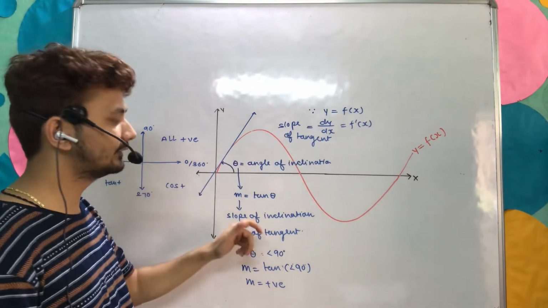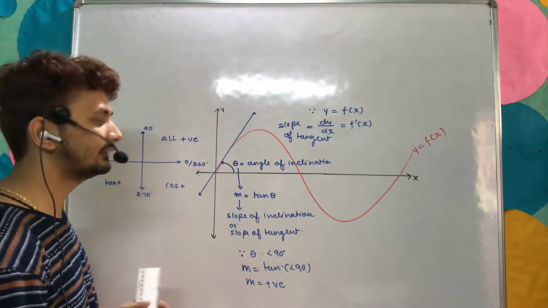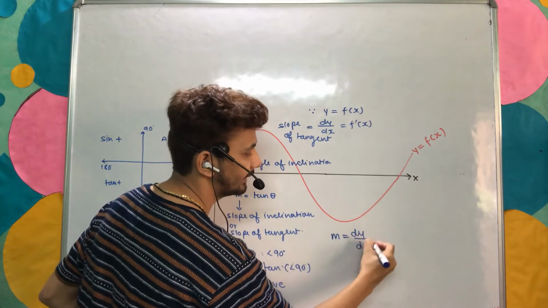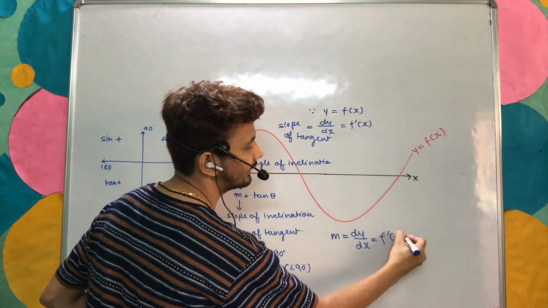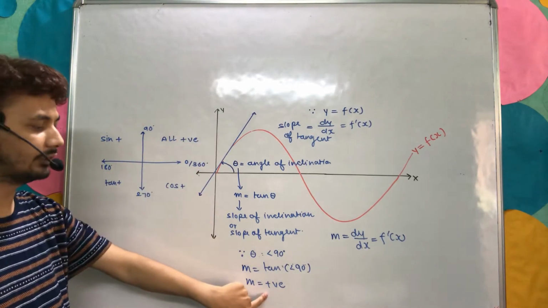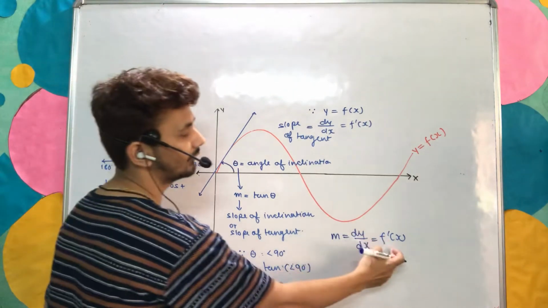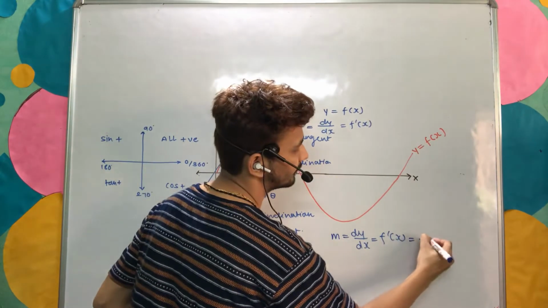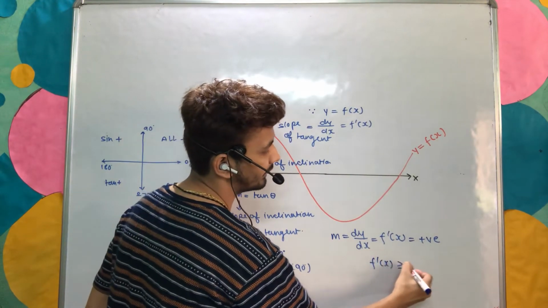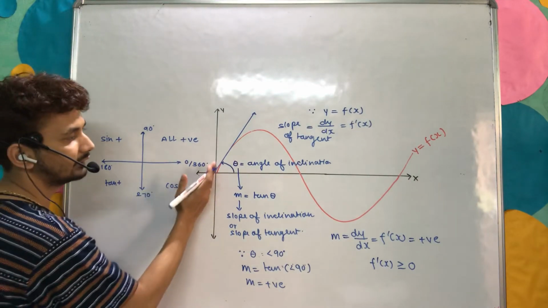Here we have read that the slope of tangent is m, and here the slope of tangent is dy by dx. Now can we say that m is equal to dy by dx? Yes, we can definitely say that m is equal to dy by dx, and dy by dx can be written as f dash x. So this tangent is always giving a positive slope, which means the value of f dash x will always be greater than or equal to 0. Hence we can see the function is increasing.